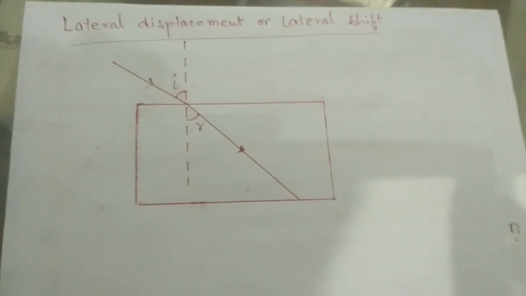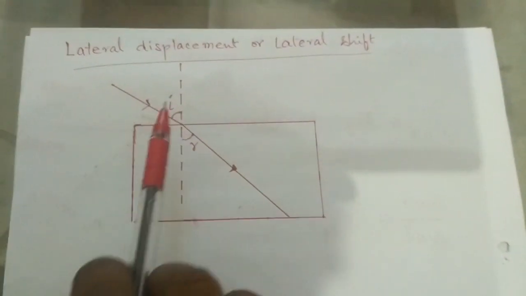So what is the definition of lateral shift? First of all, the definition of the lateral shift or lateral displacement. It is defined as the perpendicular displacement or the perpendicular shift between the original path of the incident ray and the emergent path of the light. In class 10 we discussed this, but in this topic we are going to calculate that perpendicular shift.